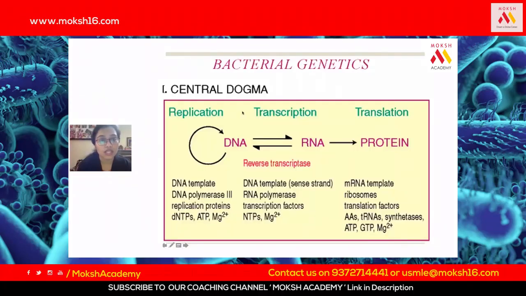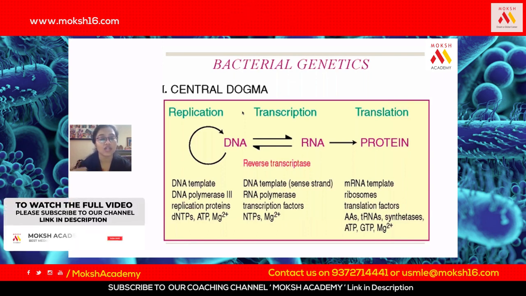Bacterial genetics. What is the central dogma in bacterial genetics? Whenever the replication process is occurring, there are three steps. One is replication, then there is transcription, then there is translation.